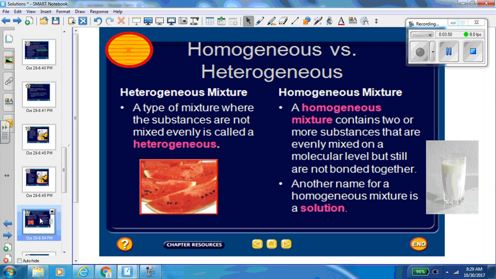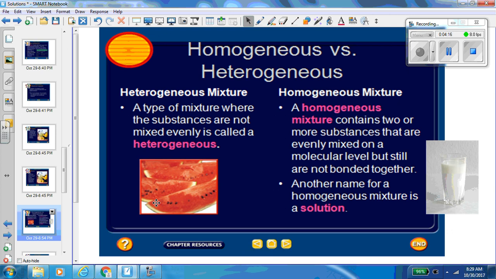And then you also have the outer green part of the watermelon as well. Now, a homogeneous mixture, on the flip side, contains two or more substances that are evenly mixed on a molecular level, but they're not bonded together. So with a homogeneous mixture, sometimes it's hard for us to tell that it's actually a mixture because you can't physically see the different parts that make up this mixture. They're more evenly distributed throughout.